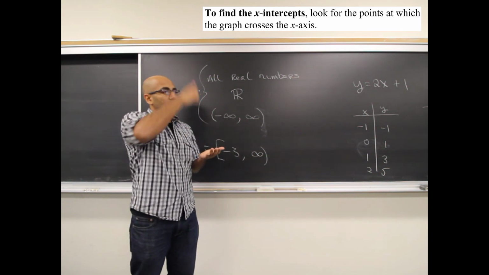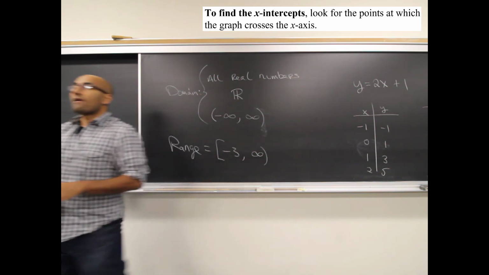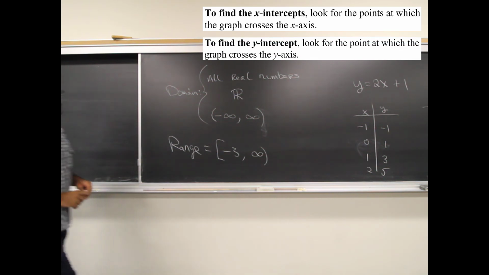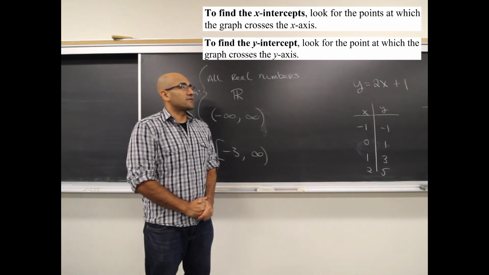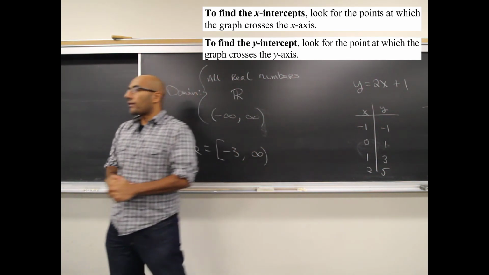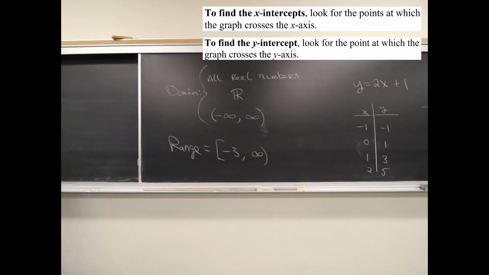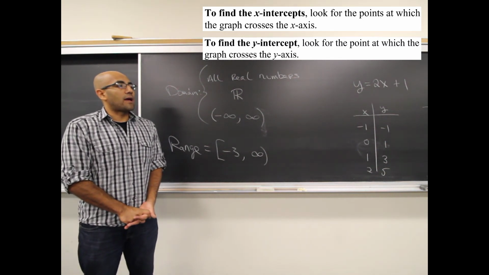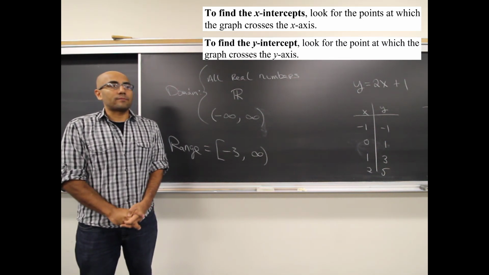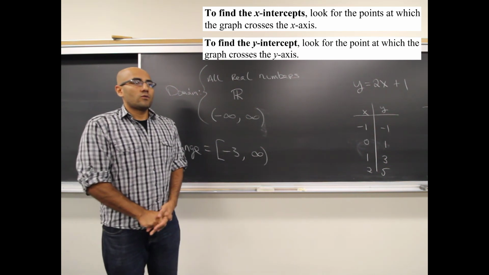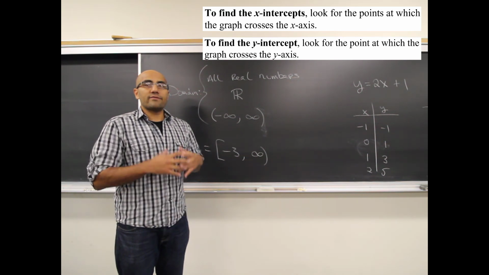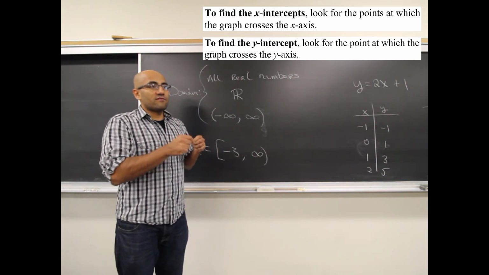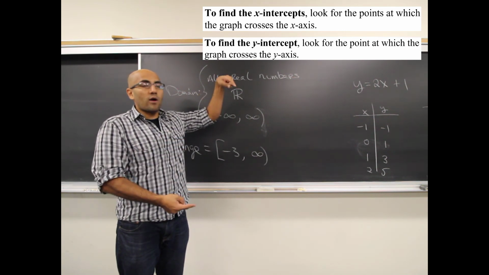So we look at the place where the graph crosses the x-axis. To find the y-intercept, we look for the point at which the graph crosses the y-axis. So we have some picture, some graph, we figure out where it crosses, it's all good. A function can have more than one x-intercept, but at most one y-intercept. Why is that? Okay, what's the one and only rule we have to keep in mind when we're dealing with functions? You're not allowed to have one x value lead to two y values.